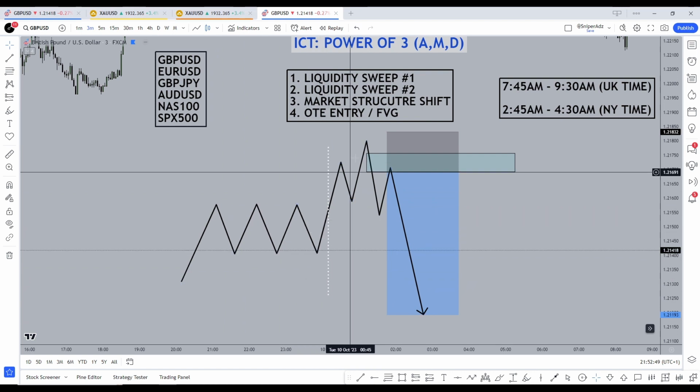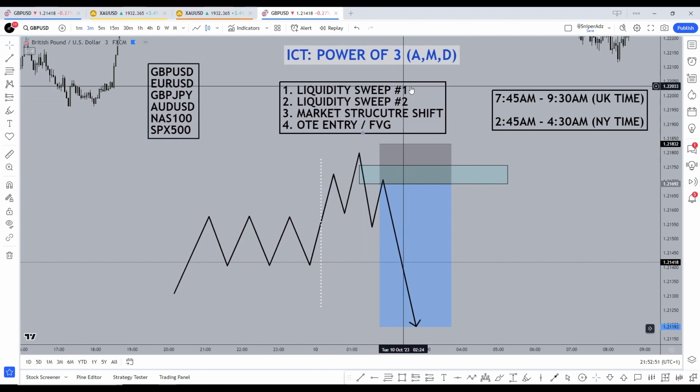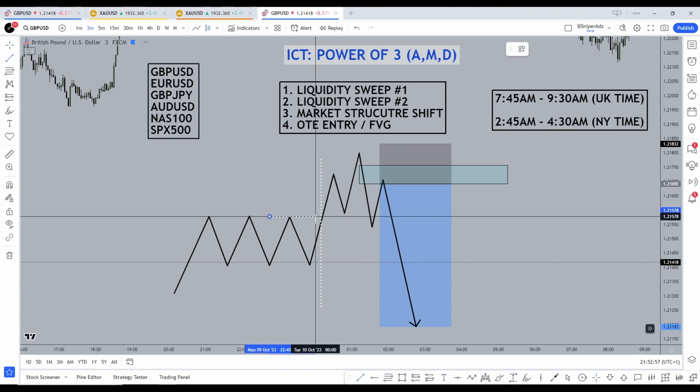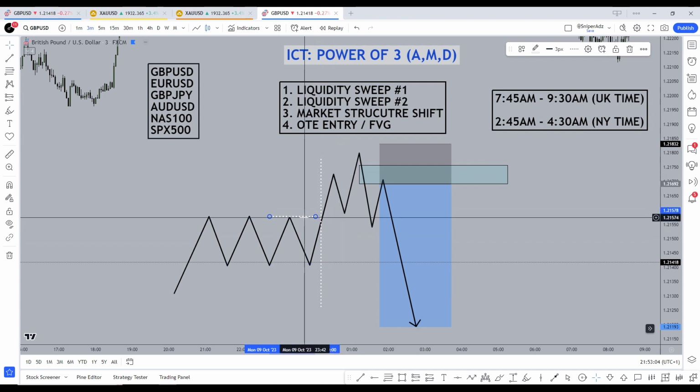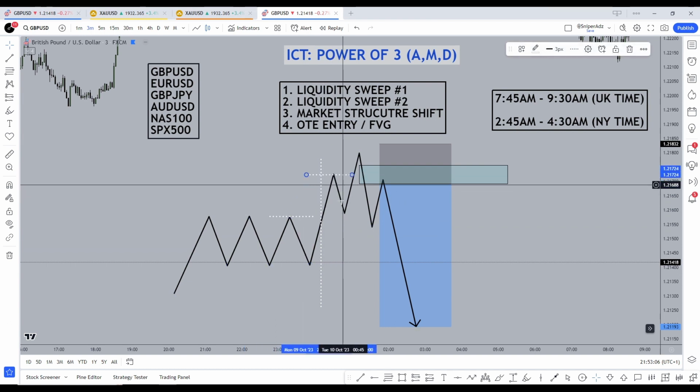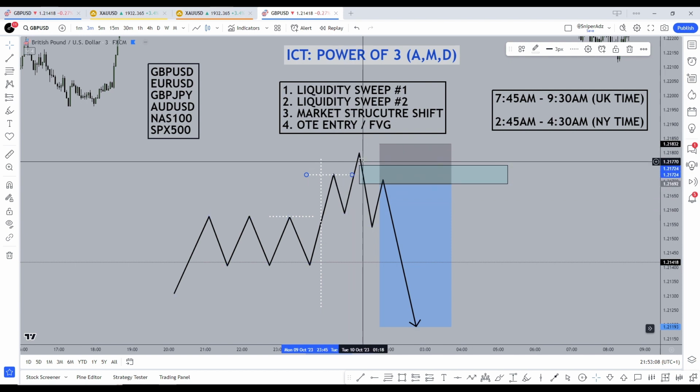What we're looking for, number one, is a liquidity sweep. That will basically mean, if we look over here, this high getting taken out prior to our 7:45 a.m. window. Once this high has been taken out, now we're going to look for a second liquidity sweep of this current high, okay? So we want to see this high continually get taken out as well.